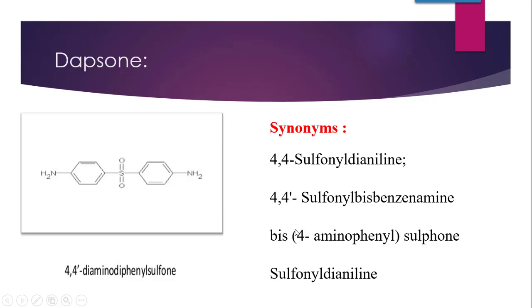It is also known by the name bis 4-aminophenyl sulfone. That means there are two groups, aminophenyl: this is amino, this is phenyl, and the amino is at the fourth position. So it is bis 4-aminophenyl sulfone and sulfonyl dianiline. That means this is sulfonyl and these are two dianiline groups. So sulfonyl dianiline is also one common name.